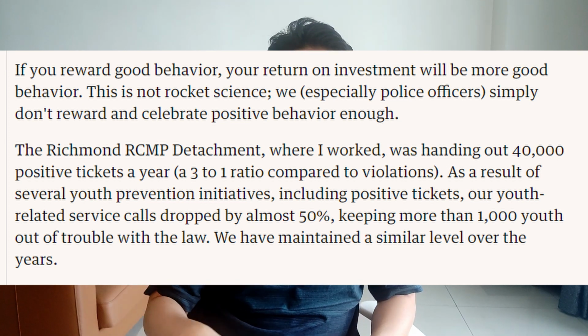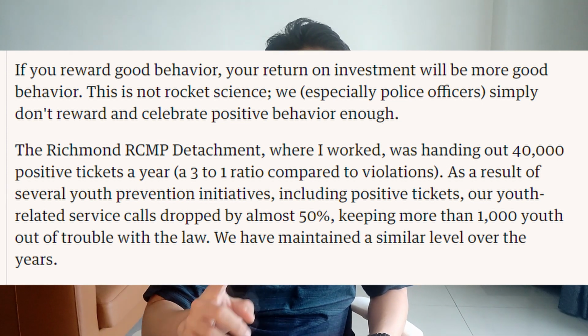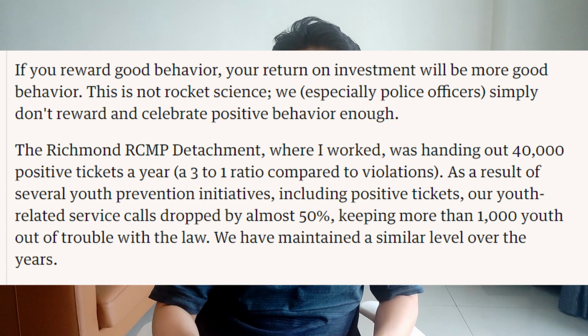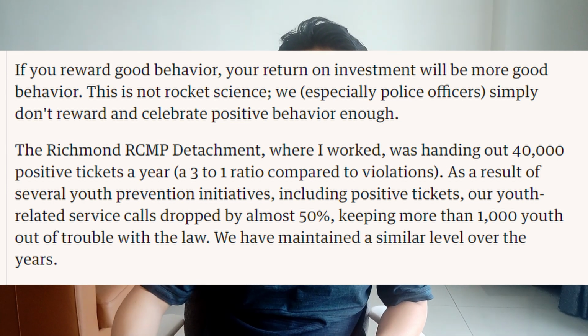As a result of several youth prevention initiatives, including positive tickets, our youth-related service calls dropped by almost 50%. Keeping more than 1,000 youth out of trouble with the law. We have maintained a similar level over the years. I'll drop the link to this exact article down below in the description.